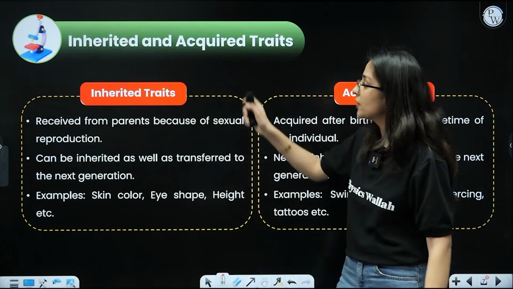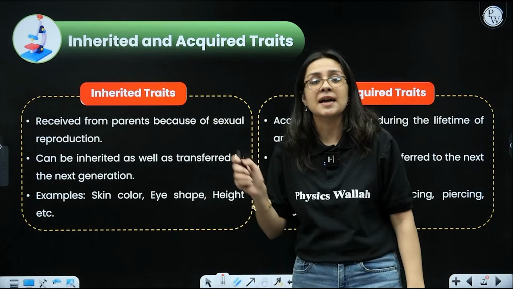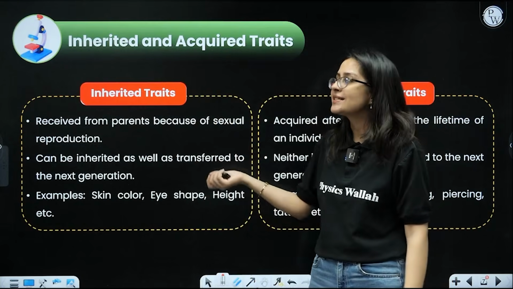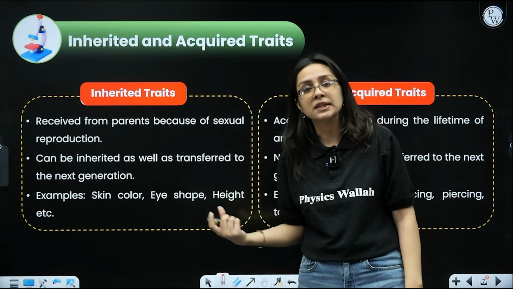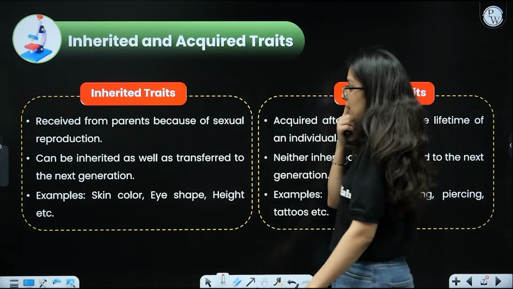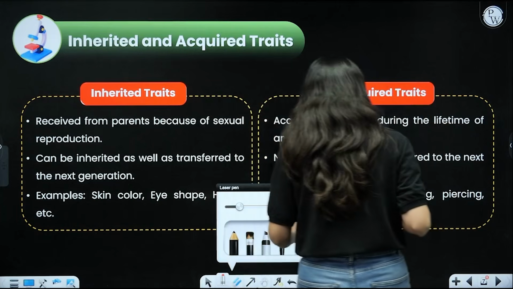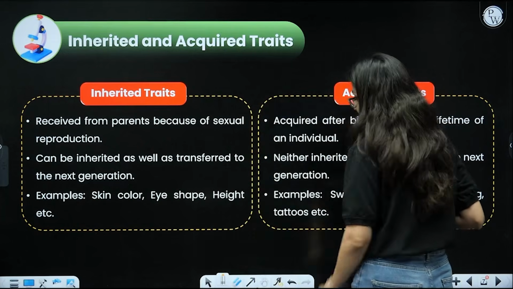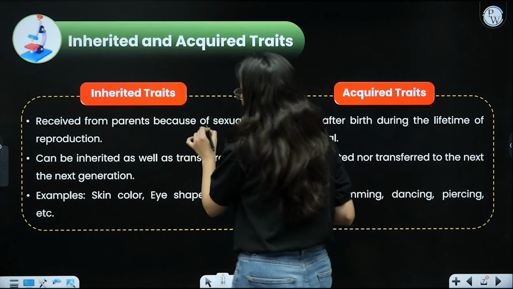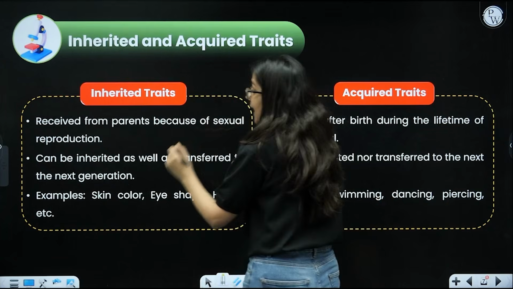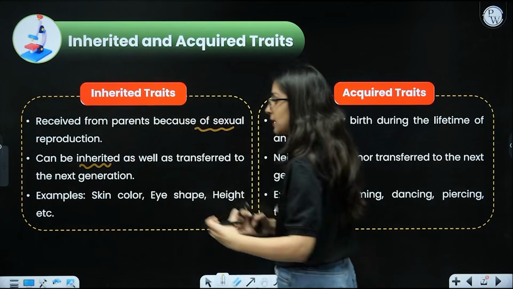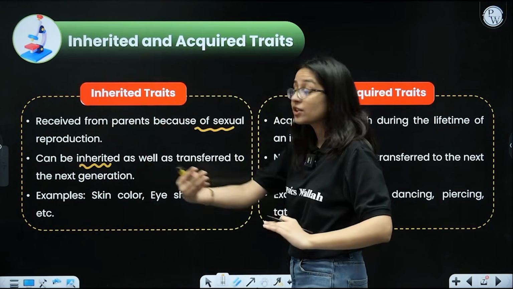Please make a note of it because they are asked several times in the exams in the form of differences, and they are basically like a low hanging fruit. If you learn them well, you can score good marks also. Talking about inherited traits, something that has been received from our parents. For example, they are because of sexual reproduction, can be inherited because they are received from the parents and transferred to the next generation.